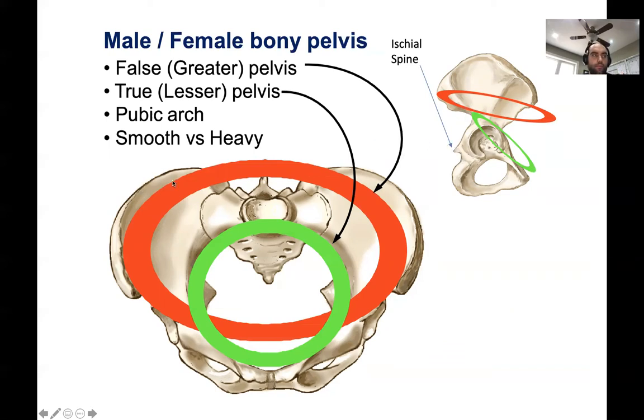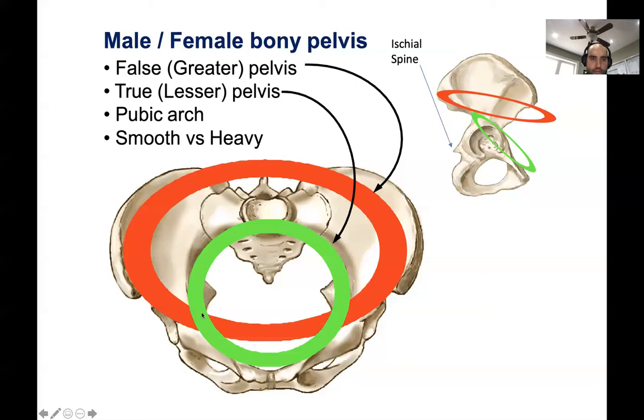Okay. We also have a false or a greater pelvis. So this is the red circle over here. It's a bigger circle, but it's not a complete circle, right? Because it's not completely surrounded by bone. This circle starts from the ASIS, so the anterior superior iliac spine, wraps around posteriorly to the other side's ASIS, okay? So it's an incomplete bony circle, but in between it, we have the inguinal ligament that completes this circle, okay?